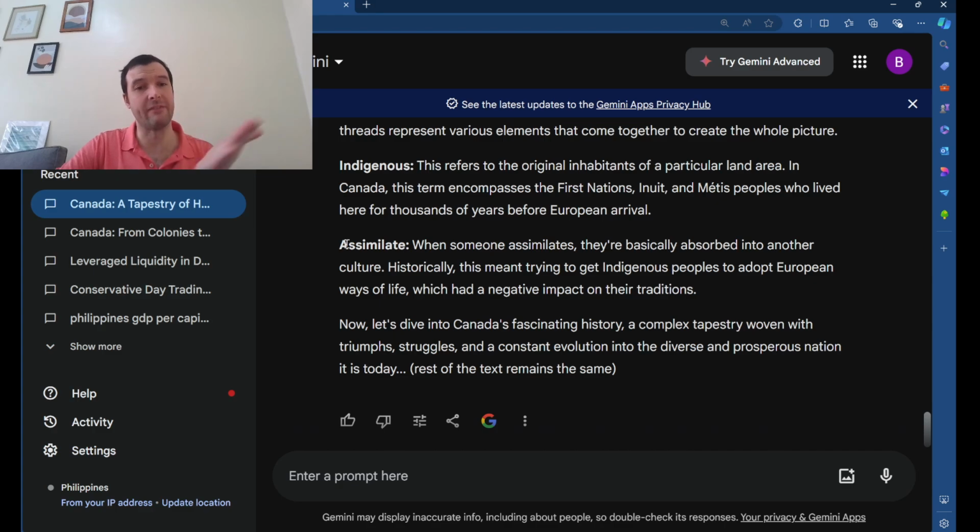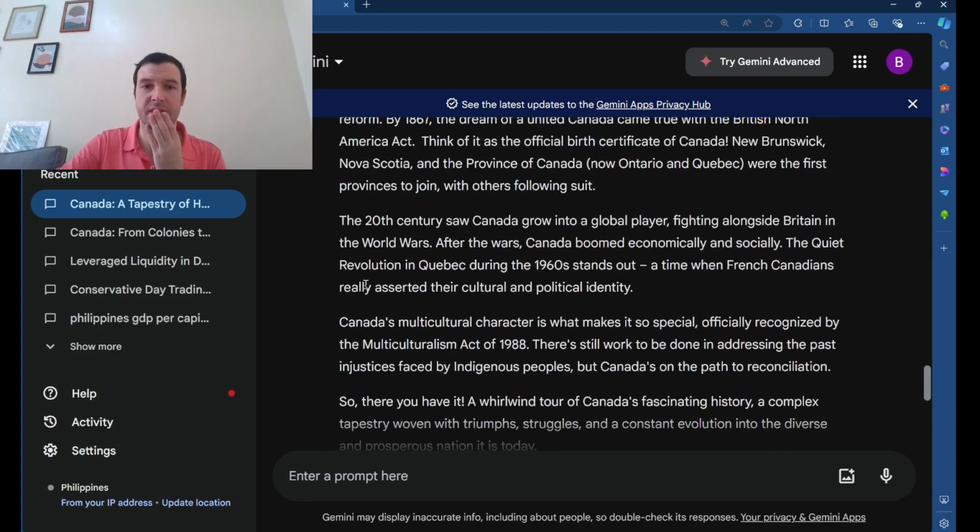And then finally, we have assimilate. So when someone assimilates, they're absorbed into another culture. So you will see in Canada, First Nations, Indigenous people were required to assimilate or were forced into assimilation. They couldn't speak their own language. They had to speak English or French and follow European culture. So that's what that means. Okay, so let's get started.